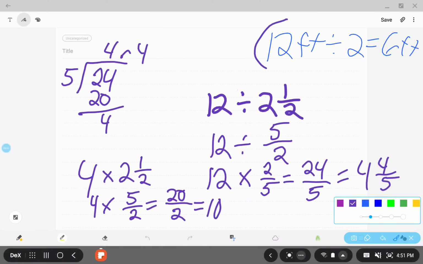Our original board was 12 feet. So if I want to know how much was left over, I got to do 12 minus 10, and that gives me 2 feet left over. Does that make sense, guys?